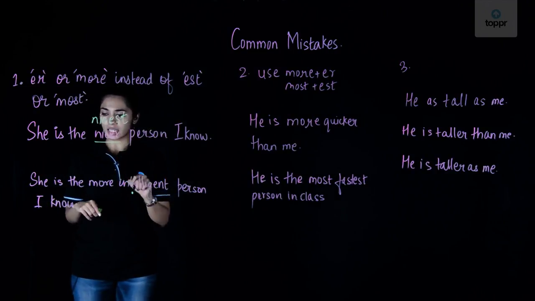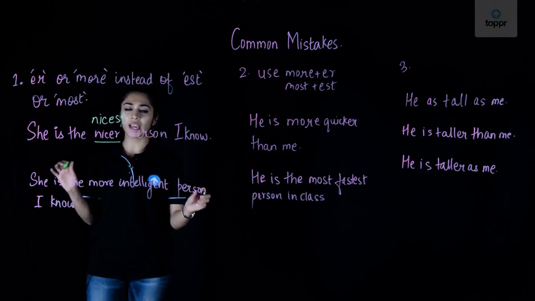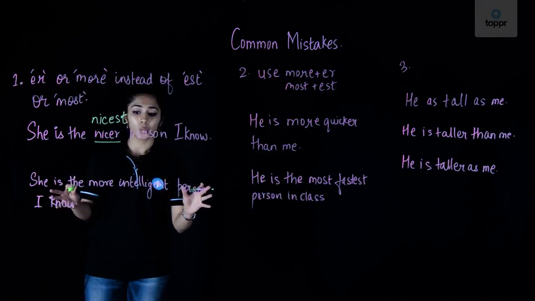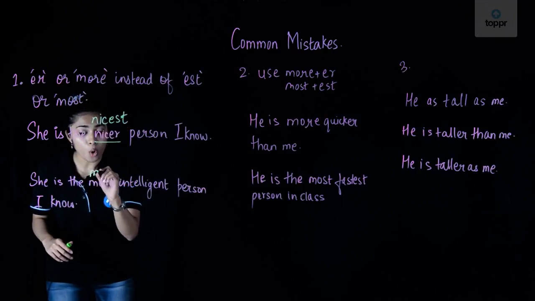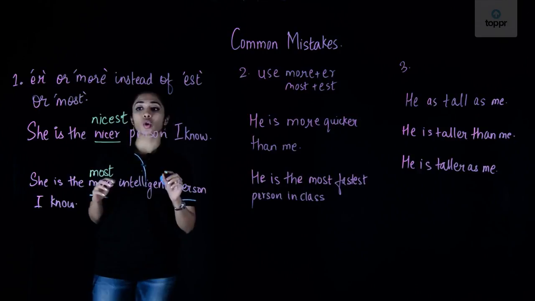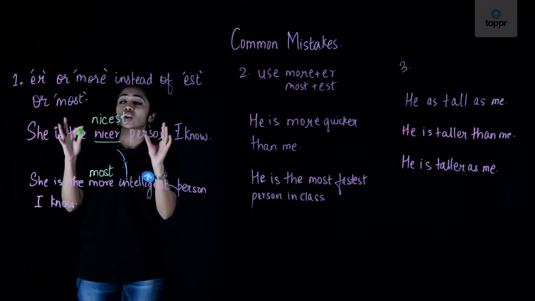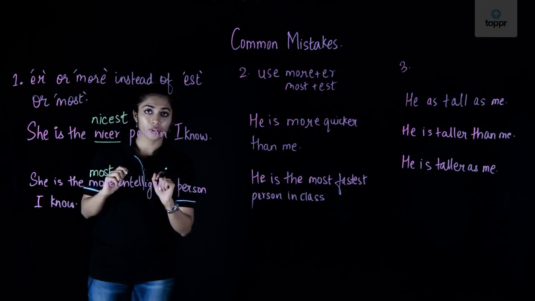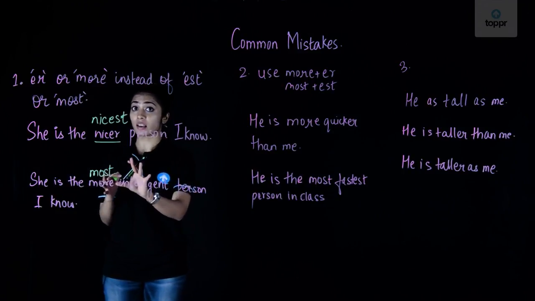Let's look at the second sentence. She is the more intelligent person I know. Again, we are not comparing two things or two persons here. We are talking about the whole group, so she is the most intelligent person I know. So, the first common mistake that students make is they use the comparative form instead of the superlative form. Alright, so make sure that you do not make these mistakes ever again.